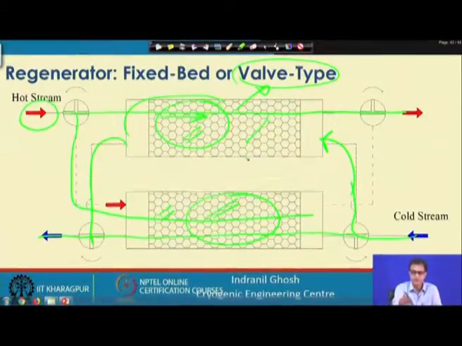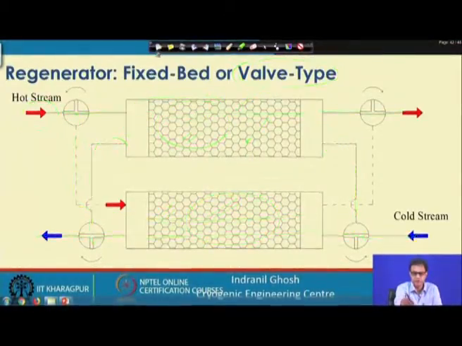This timing we have to find out depending on the flow rate or the type of matrix we are using, and we will try to solve some numerical examples at an appropriate time.